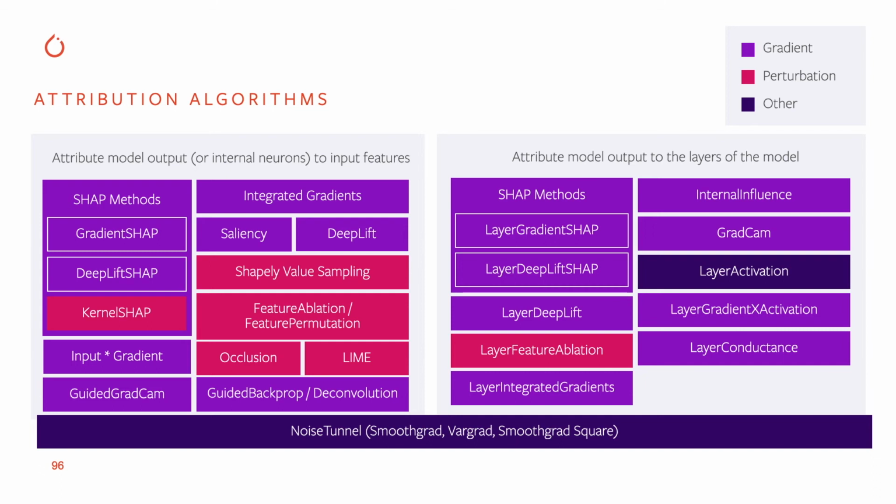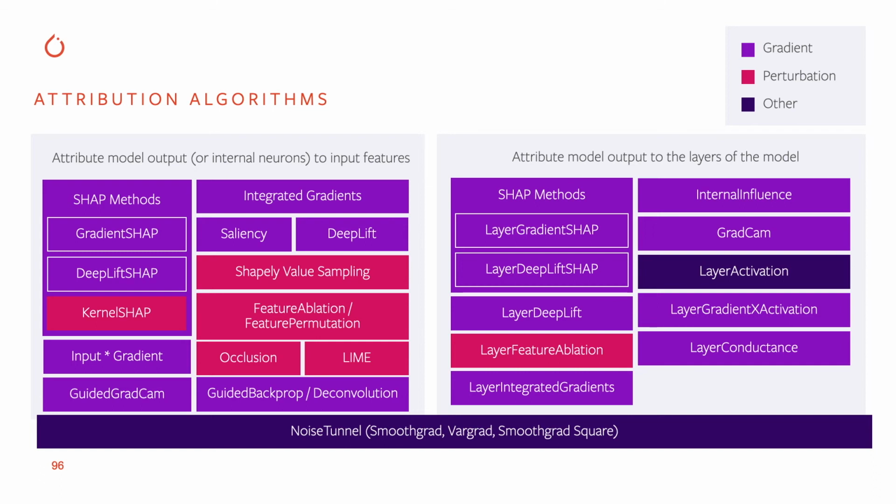On this slide, we summarize all attribution algorithms in the Captum library. Some of these algorithms I've already introduced in deeper detail in my previous slides. For example, LIME, integrated gradients, or feature ablation, to name a couple of them. The perturbation-based approaches are highlighted in pink, gradient ones in purple, and the ones that do not belong to any of those two categories are highlighted in dark blue.